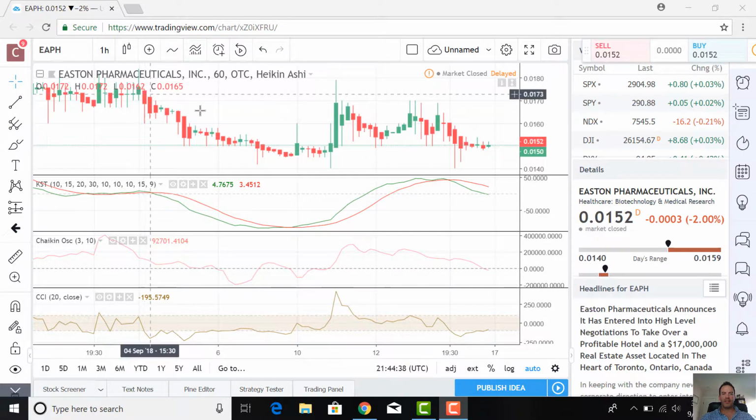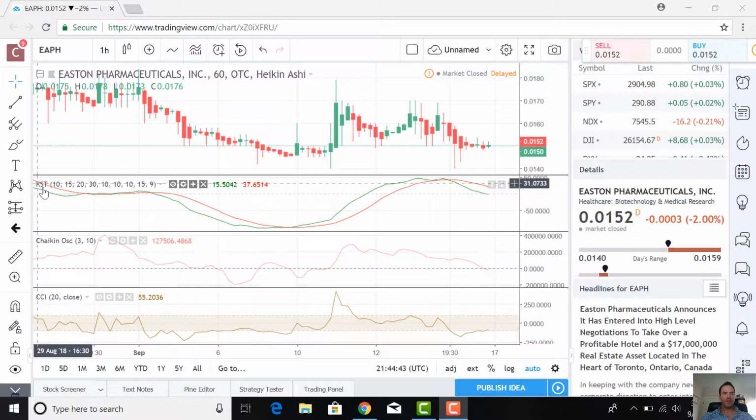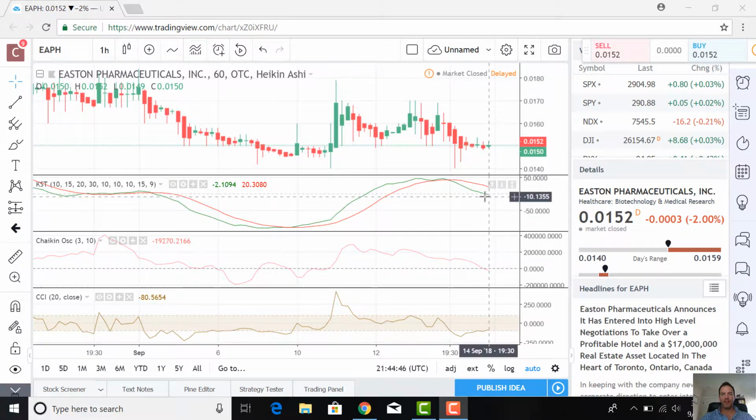It started at about 17 cents. It's come down a couple. There's been a little bit of movement. But let's look and see what the No Sure Thing indicator is telling us.